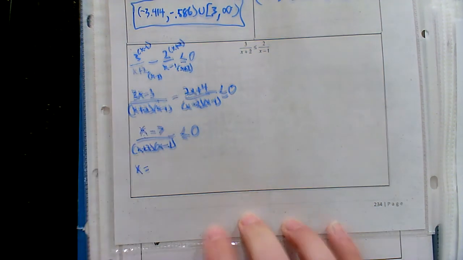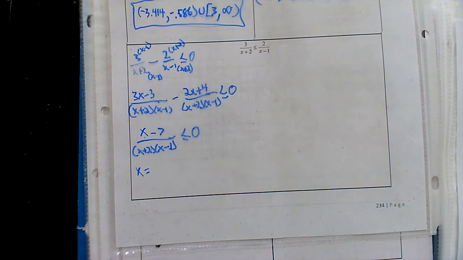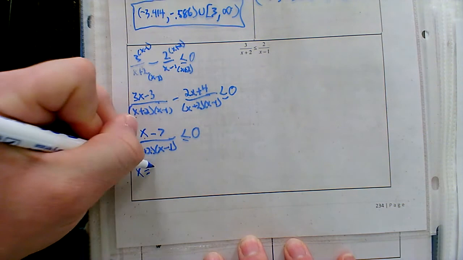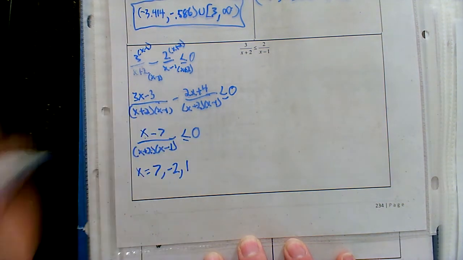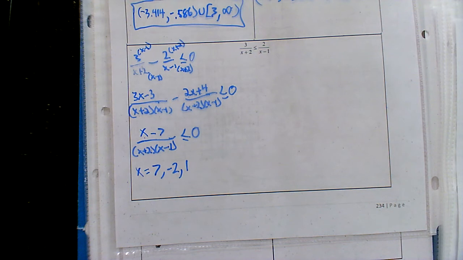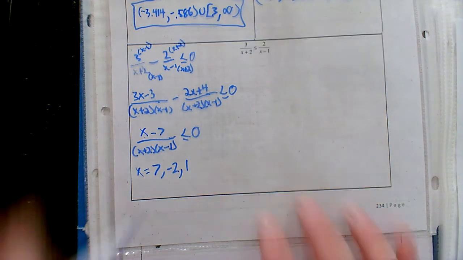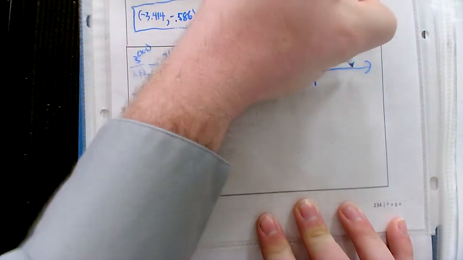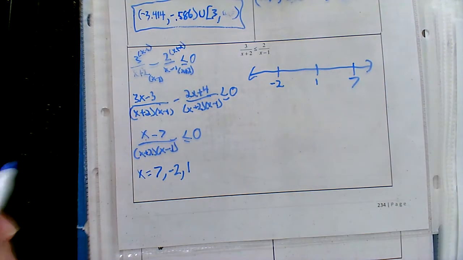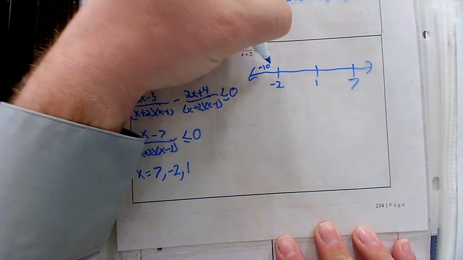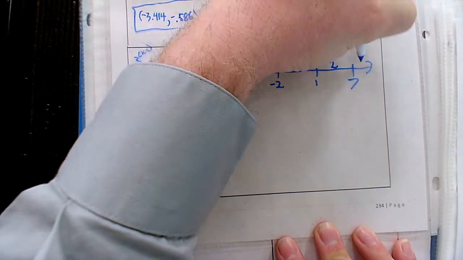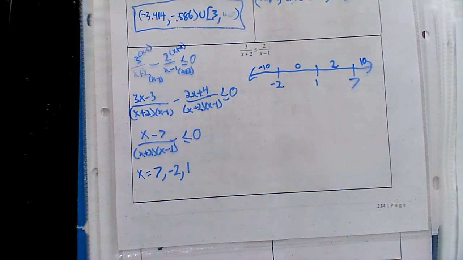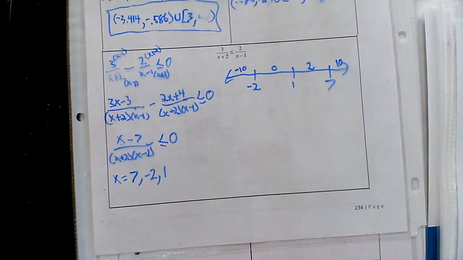So we can list the x values where it's either equal to 0 or undefined. So those values are what? Where is it 0 or undefined? 7, negative 2, and 1. Very good. And again, it's just like any other problem we've done. So go ahead, draw your number line. Pick some values in that interval. Again, you can pick any value you want. I'm going to pick negative 10, 0, 2, and 10. Determine whether it's positive or negative within those intervals. Again, you can choose different values if you want to.